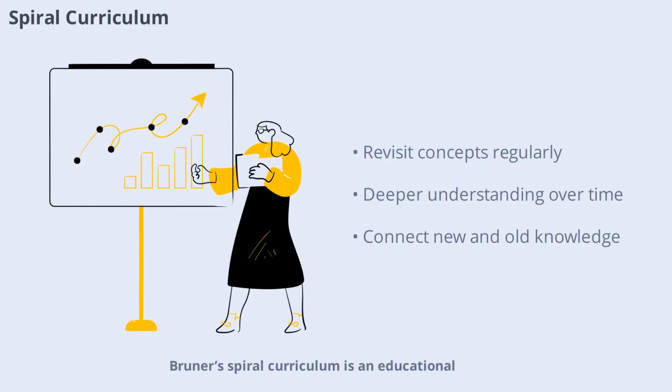Bruner's spiral curriculum is an educational approach where key concepts are revisited repeatedly, each time at a deeper and more complex level. This method helps learners build on previous knowledge and develop a stronger understanding over time. The spiral curriculum supports long-term retention and allows students to connect new information with what they already know.